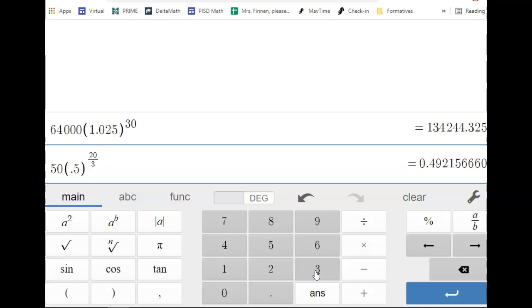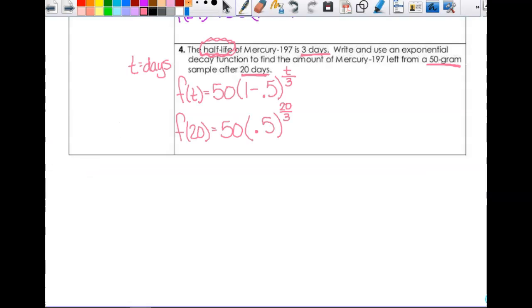Do I agree with that? Okay, so that gives me, so what would I write down, Jose? 0.492, good, and what are my units? Grams. Okay, everybody okay with that? So that's your exponential growth and decay, based on if something happens every day or every hour or whatever. Okay, we good? We're going to look at a different kind here.